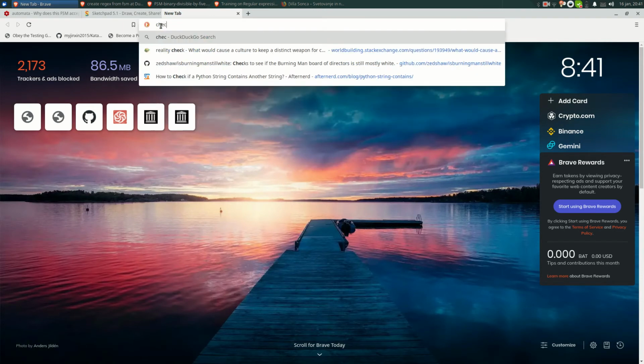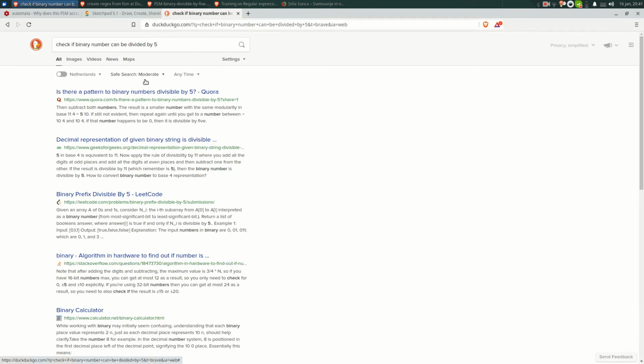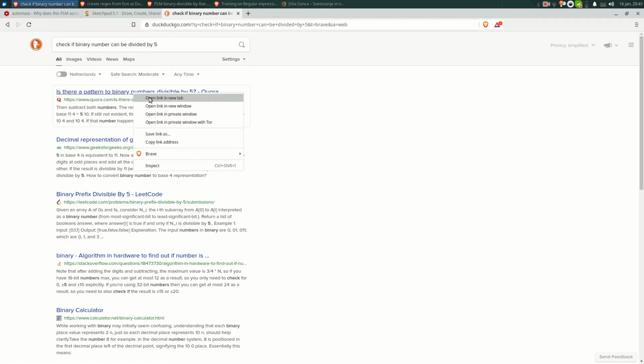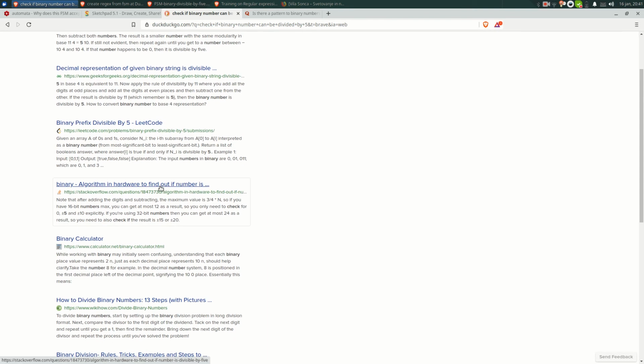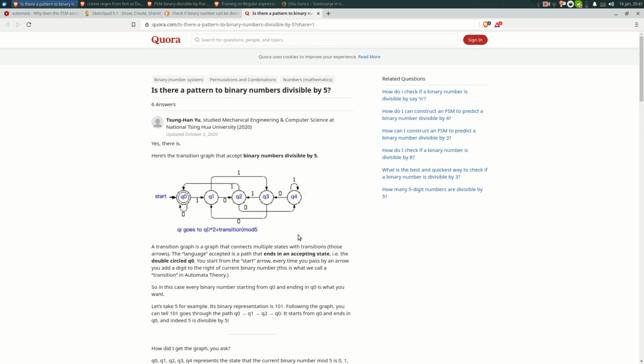So let's see. Check if a binary number can be divided by 5. Is there a pattern? All right. Yeah, it's this one, look. Oh my god.